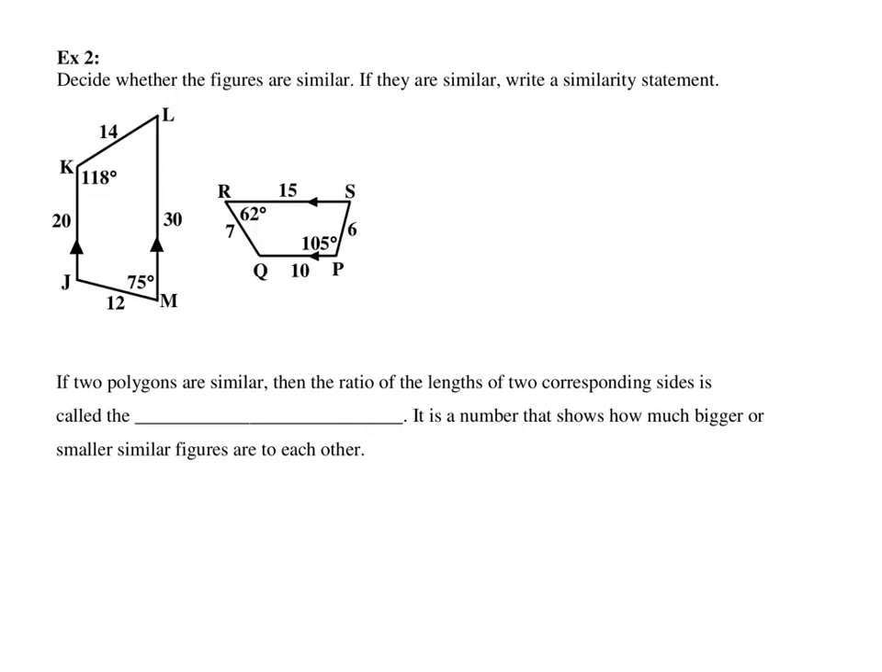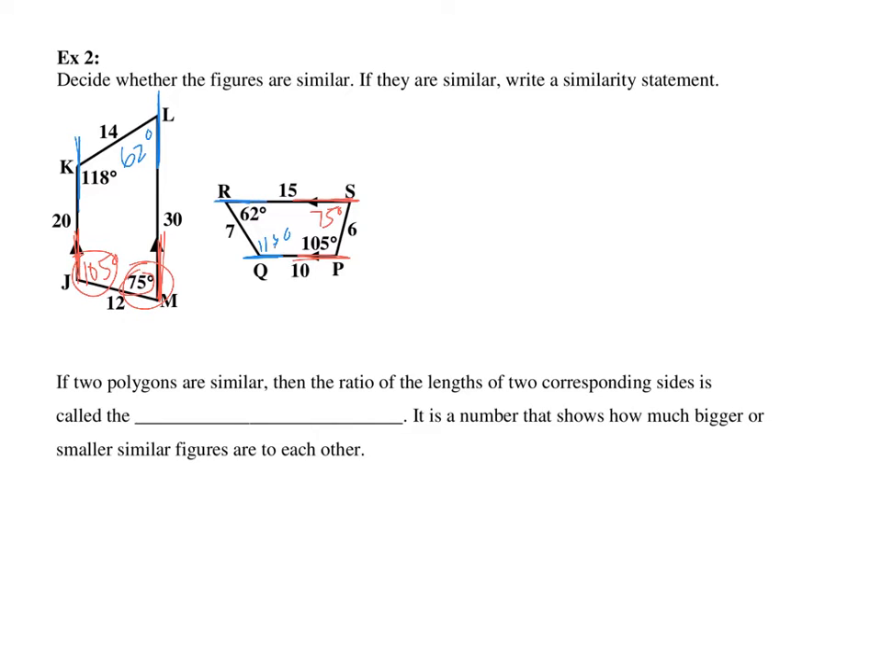Let's see here. Are these figures similar? Well, this is 75 degrees here. These lines are parallel. So I have consecutive interior angles here, so that makes that 105. I have consecutive interior angles up here, so if that's 118, this is 62. Same deal here. I have parallel lines. So if that's 105, this is 75. And if this is 62 here, this has to be 118.